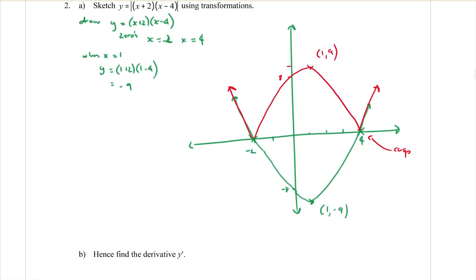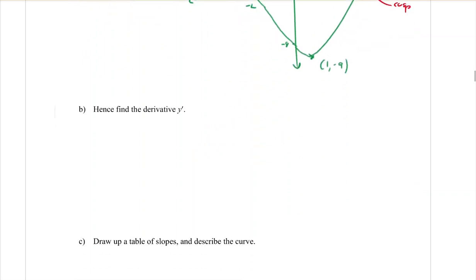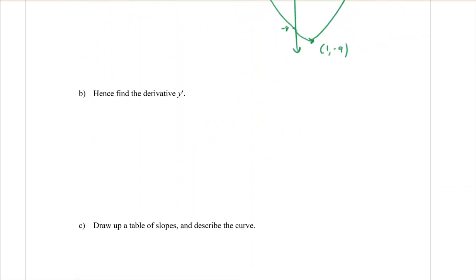Part B. So we've drawn the graph. That was the first part. Part B says, hence, find the derivative y dash. So we need to make a note. Once we've identified that we have those cusps, we need to write down that we know that there is going to be no tangent at x equals minus 2 and x equals 4, where those cusps are. So I need to look at what is happening to the gradient around all those points.